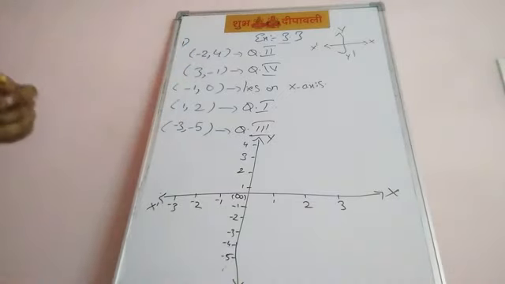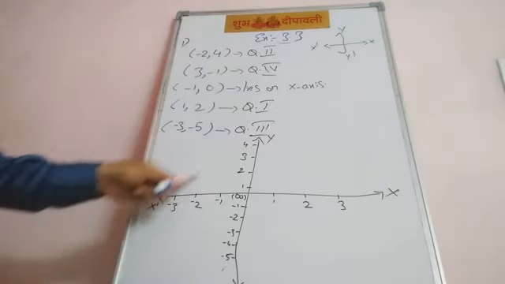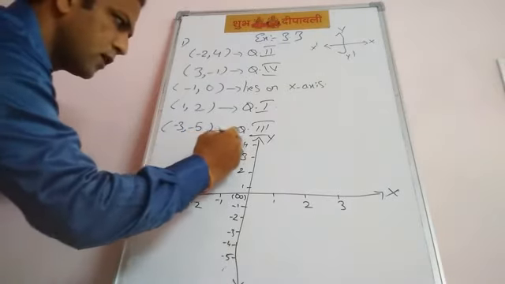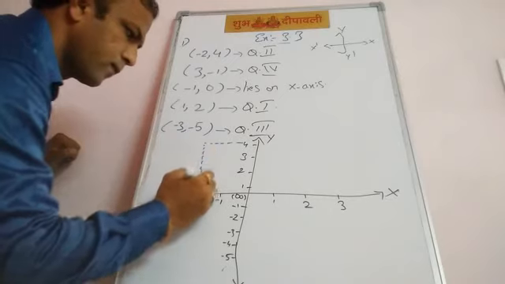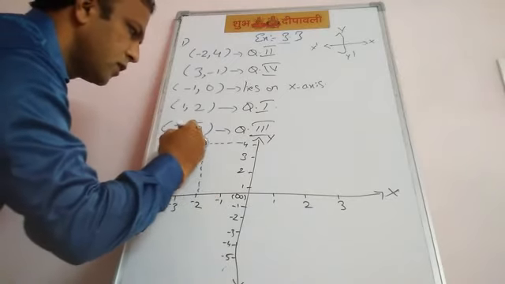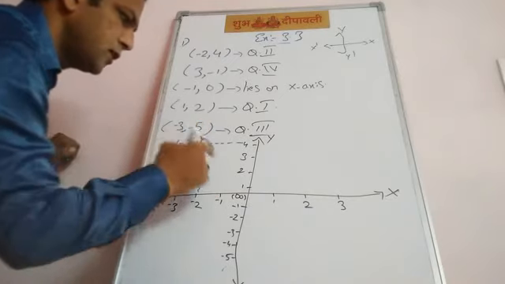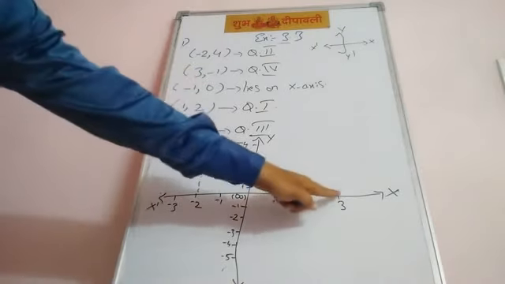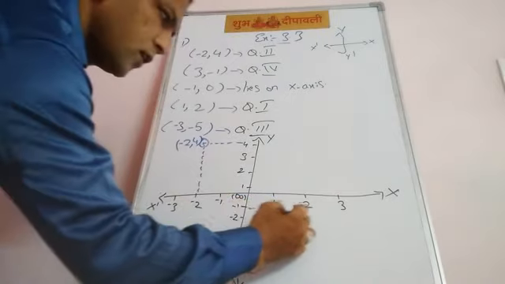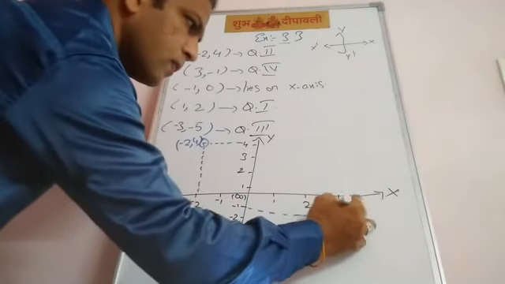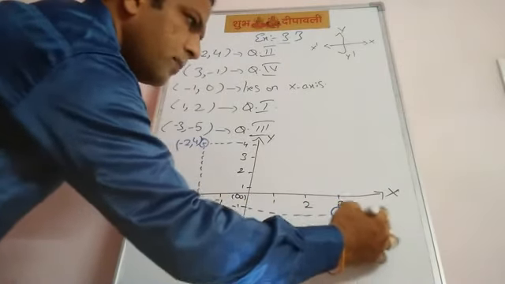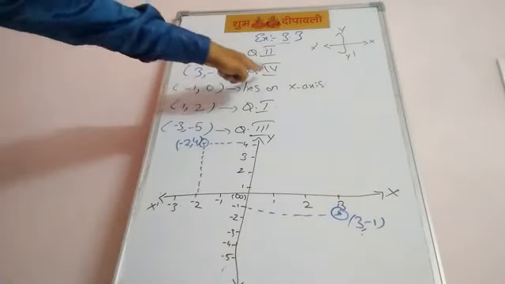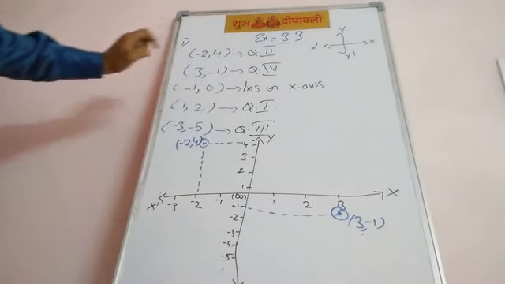Okay, students? Now here, what they have asked: x is minus 2 and y is 4. Where is it lying? See, it is lying here. What is this point? Minus 2, comma 4. It lies in quadrant 2. Next, x is 3, y is minus 1. So it is lying here somewhere. 3, comma minus 1. It is in the fourth quadrant.